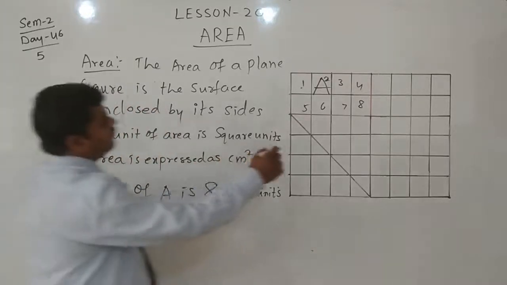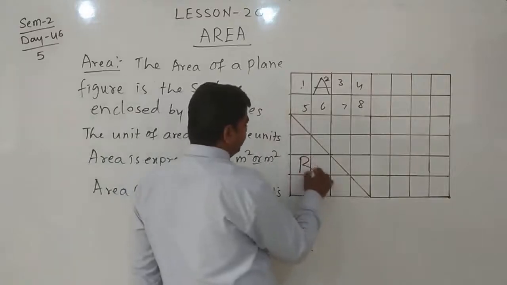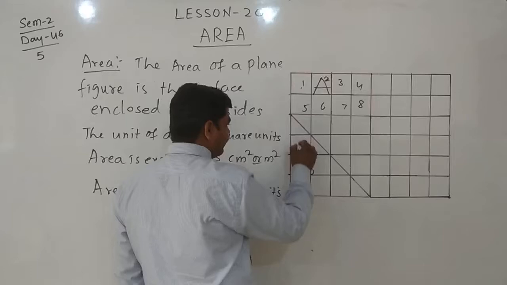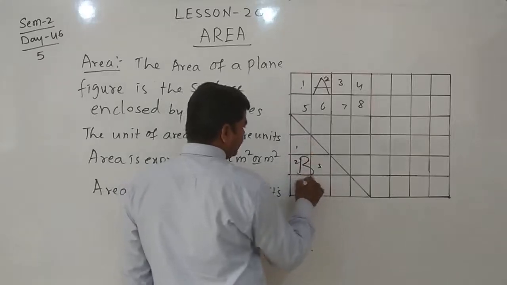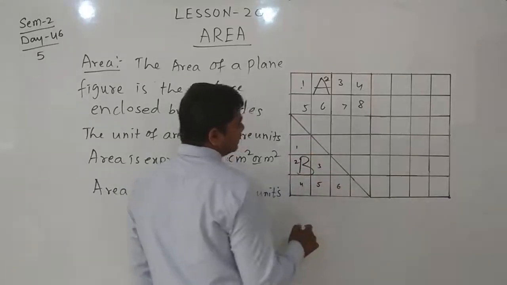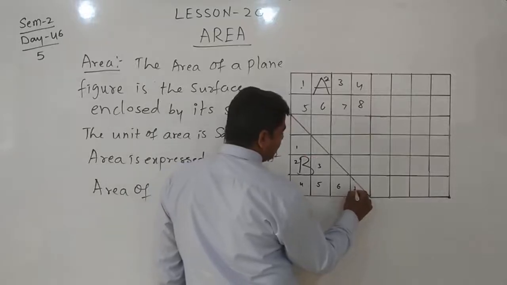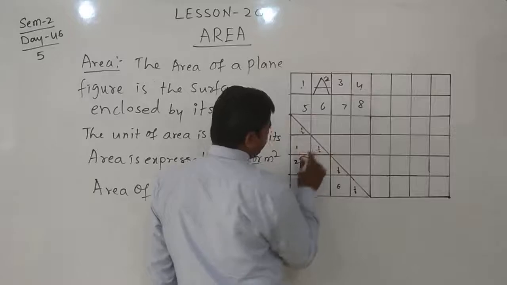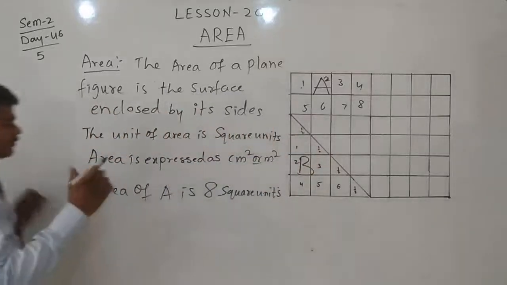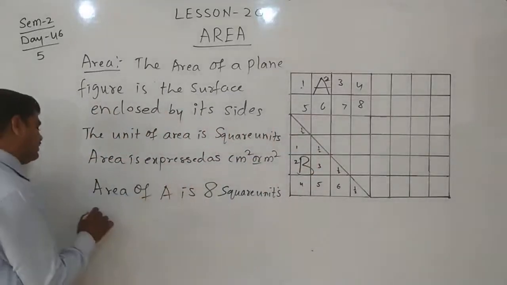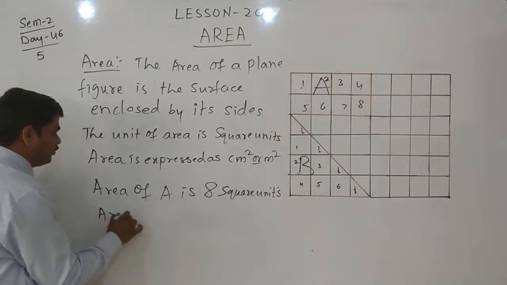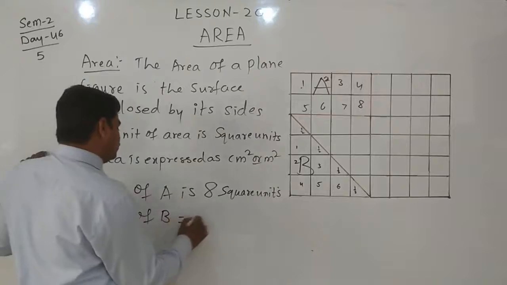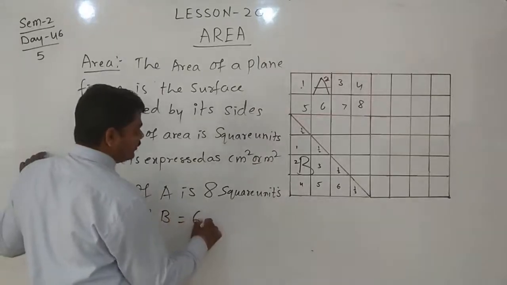Now the area of B. This is figure B. This consists of 1 full, 2, 3, 4, 5, 6, and this is half, and this is half. Half means we can write full square units. That is, area of figure B is equal to 6 square units.